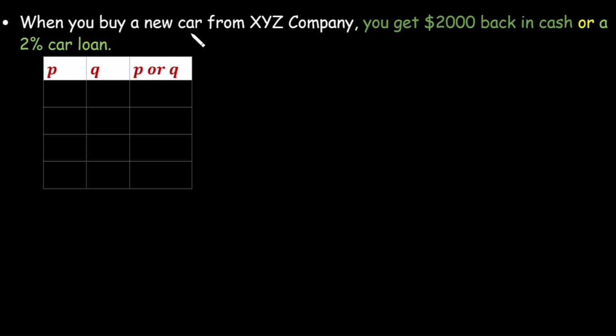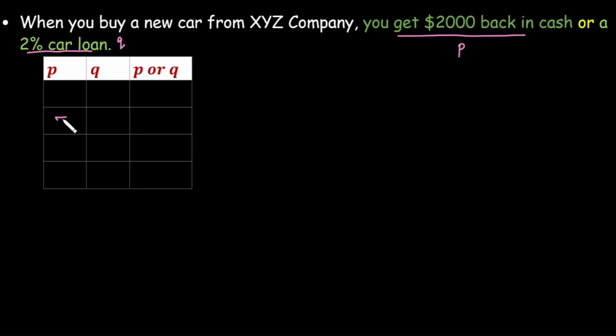Now let's take another example. When you buy a new car from XYZ company, you get 2000 back in cash or 2% car loan. Now let's try to make a truth table for this one. Suppose you get a cash back of 2000 as a P proposition, and if you get a 2% car loan, that is your Q proposition. Now, as per the statement, if we are buying a car, either we get a cashback or car loan.